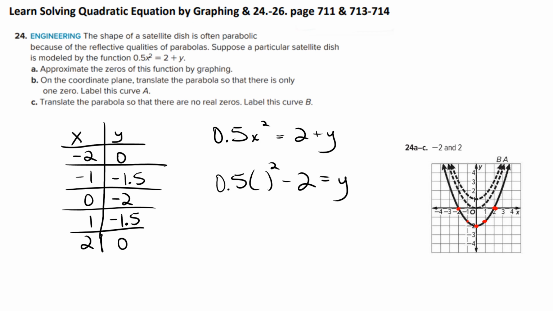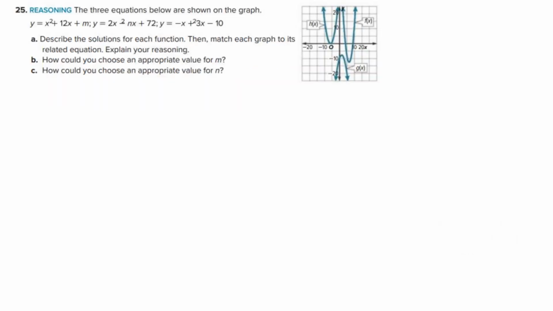And then you translate the parabola so that there are no real zeros and you make it up. That means it does not touch the x-axis. So you get curve B. Remember, the real zeros are the zeros where the curve or the parabola is touching the x-axis. So that is the rule we have used here.